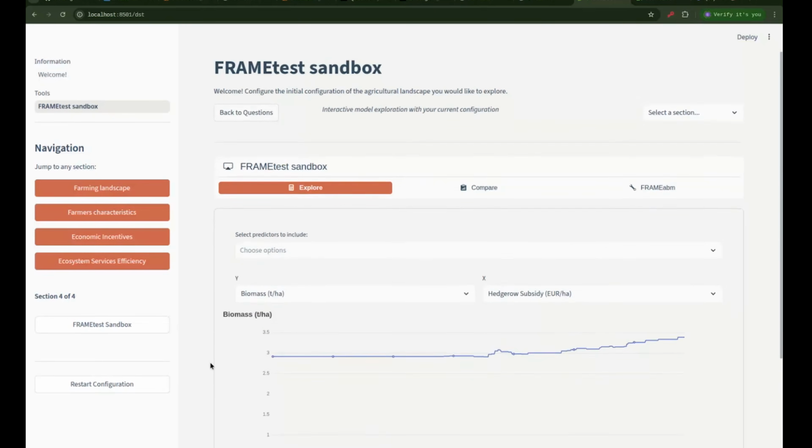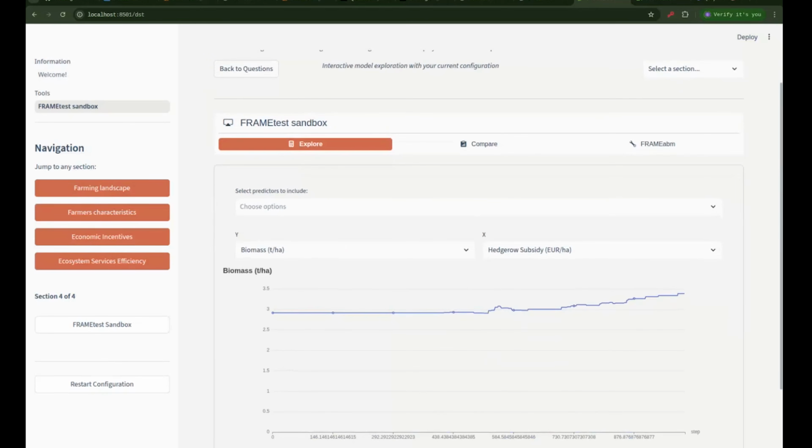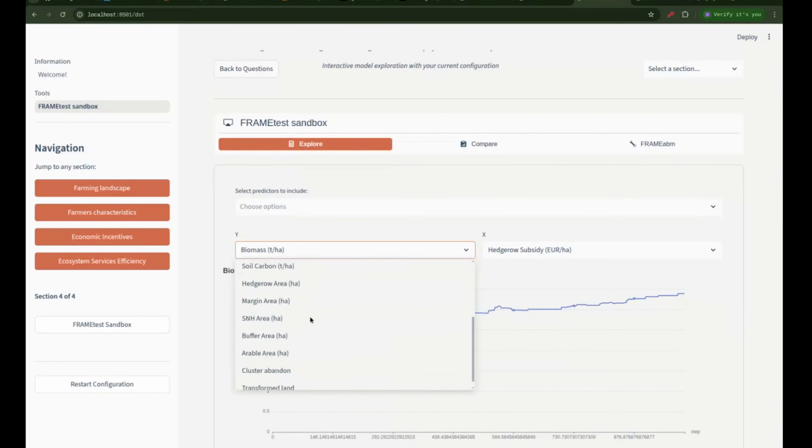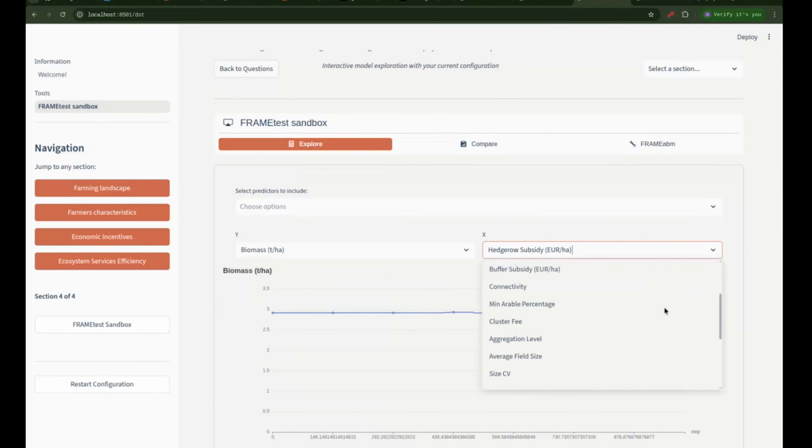The Explorer basically takes all the previous initial conditions and makes predictions, and we can see the predictions for different types of impacts. So we have one model for each impact, and that's on the y-axis. Here we can see biomass measured in tons per hectare, and also we can plot on the x-axis all the possible values of the different parameters.